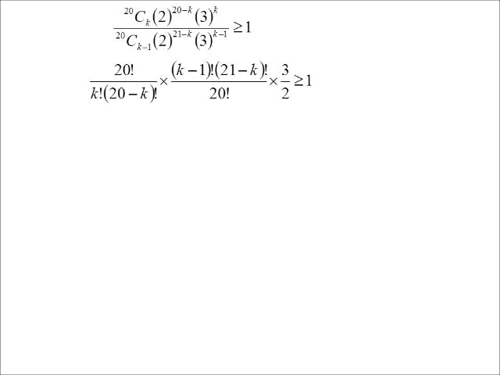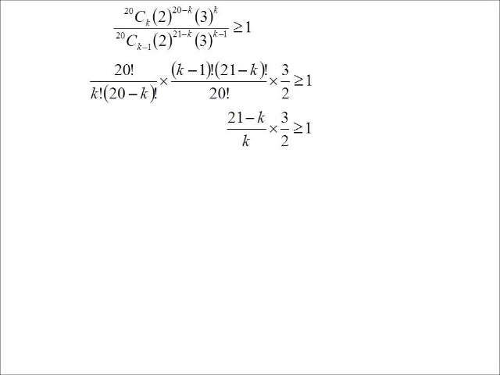Now, how do I work out the number? Let's have a look at the top line here. I've got 2 to the power of 20 minus k, 2 to the power of 21 minus k. Now, I don't know what k is, but I do know which one's bigger. The higher power must be the bigger number. So they differ by 1, therefore they would cancel to leave 2 on the bottom. And then I look at the 3's and do a similar thing. Well, I've got power of k minus 1. Well, power of k must be the bigger one. They would cancel, leaving 3 on the top.